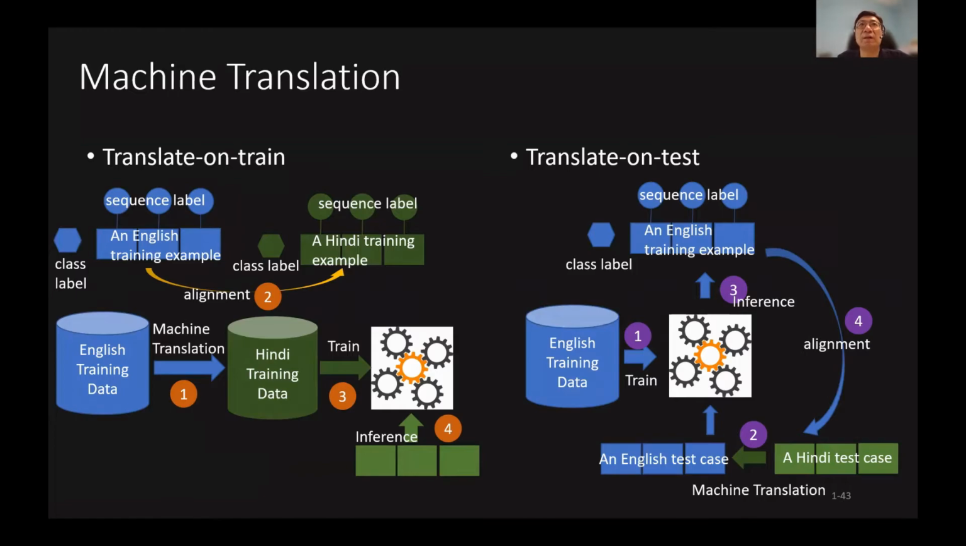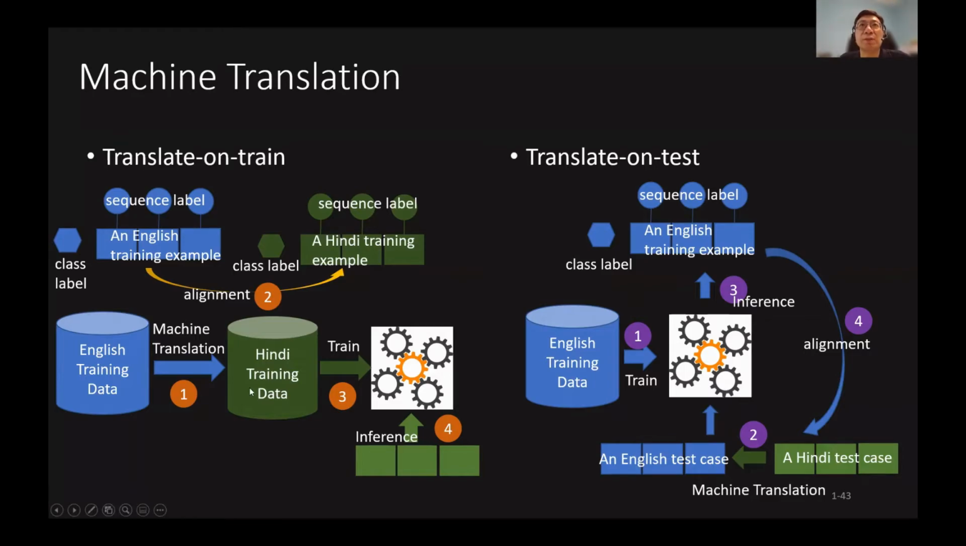Now let us look at the various data transfer methods, starting with the machine translation approach. For the purpose of language scaling, there are two directions of machine translation. One direction is to translate the training data in the source language into the target language. This direction is called translate on train. For example, suppose the source language is English and the target language is Hindi. We can apply a machine translator to translate the English training data into Hindi training data.